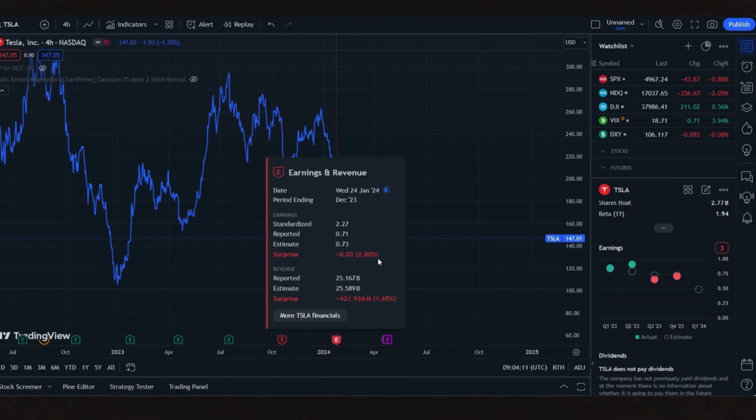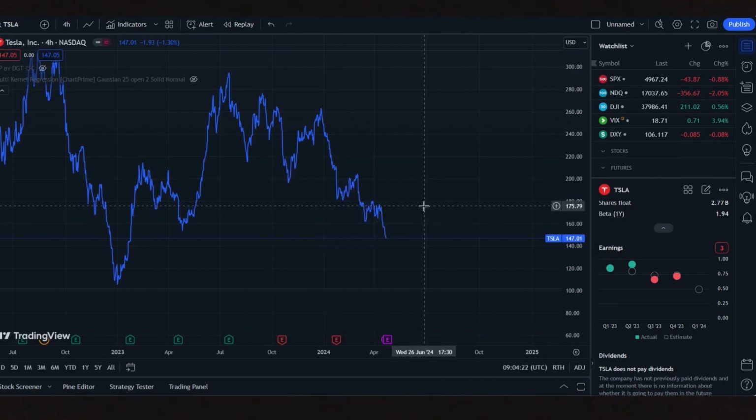And the second one was much better than the previous one, because the surprise in earnings was almost 3% and in revenues almost 2%.